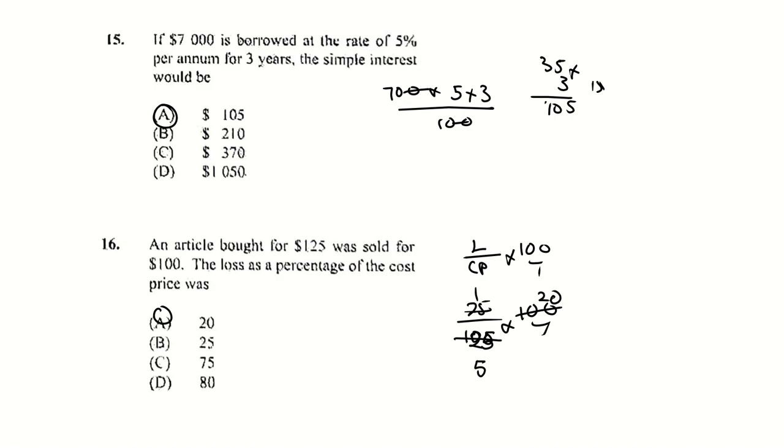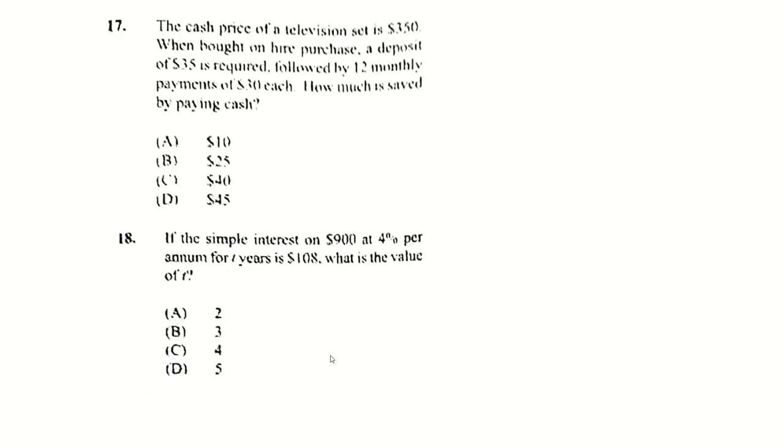Right, let's look at number 17. The cash price of a television. Oh, this is a repeated question. We know how much was saved was $45. We said the cost price, the hire purchase price was 35 plus 12 by 30. When we multiply that, we got $3.95. And then 350 minus 3.95 is 45.